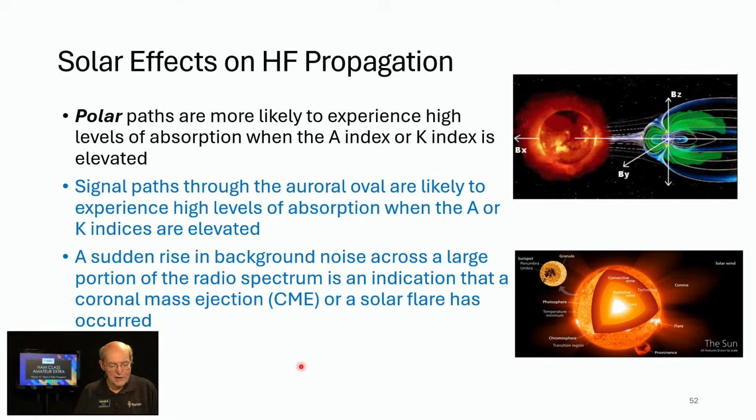And then something related to solar flares. A sudden rise in background noise across a large portion of the radio spectrum is an indication that a coronal mass injection or a solar flare has occurred. A CME and a solar flare are similar in that they bombard us with high levels of ionizing radiation. Another interesting sidelight, this would only happen on the sun side of the Earth, because the side of the Earth that was in darkness wouldn't see this. And I think Gary commented last time we did this that an absence of signal could be perceived as an increase in noise, and we've actually seen that.